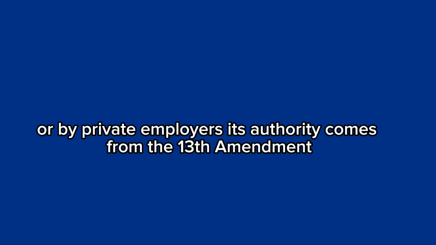Exactly. So if Congress passes a law banning racial discrimination in private housing or by private employers, its authority comes from the 13th Amendment. That's a power the other amendments don't give it. Okay, so that brings us to the 14th Amendment, which guarantees due process and equal protection. Why is its enforcement power so much more limited? Two big reasons. First, the 14th Amendment itself only applies to state government action, not to private individuals.